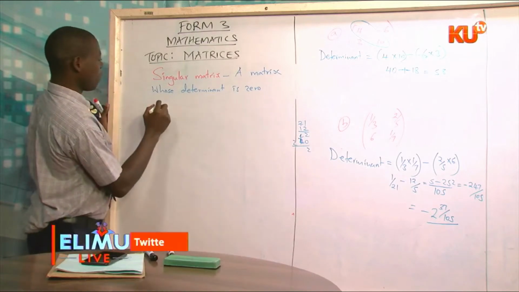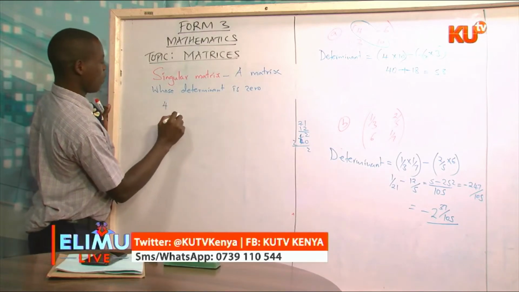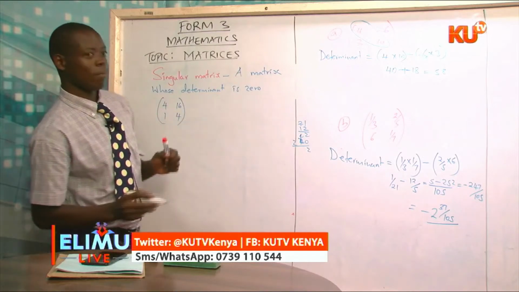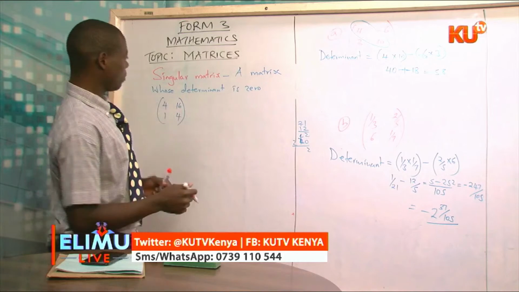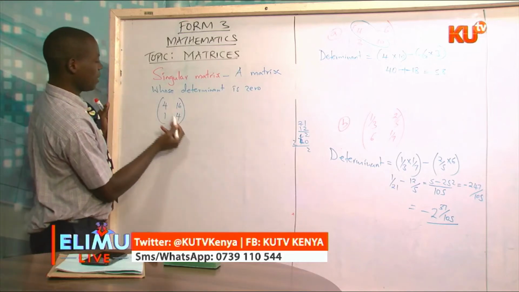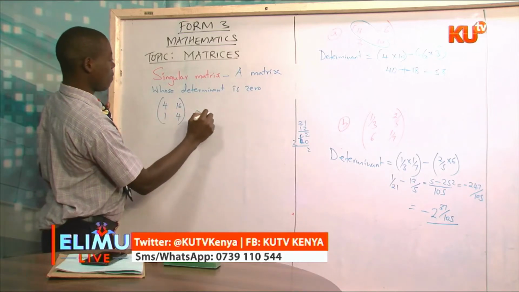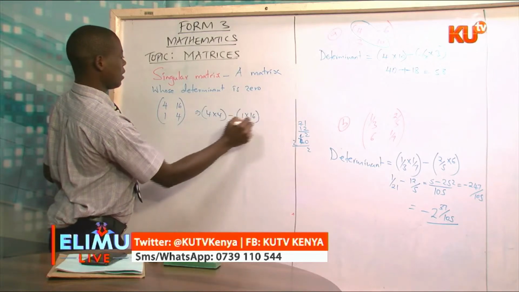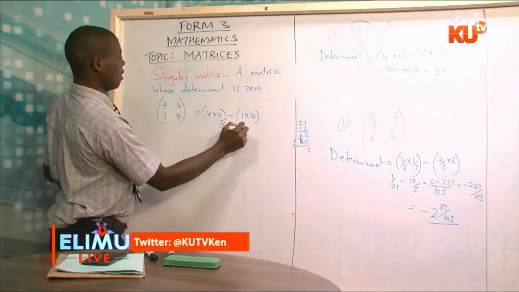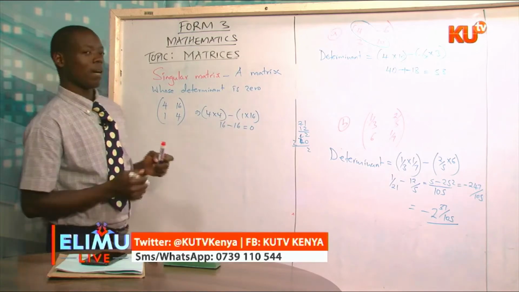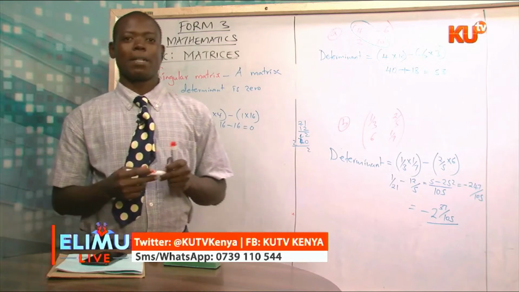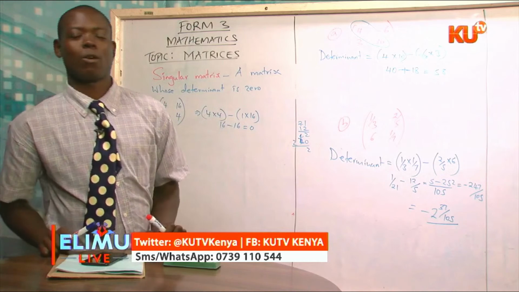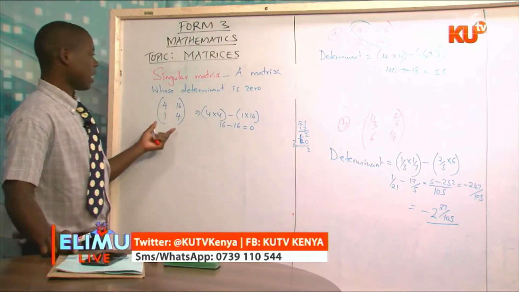For example, if you have a matrix like 4, 4, and then we have 16, 1, this matrix will be singular. Why will it be singular? If you take the product of elements in the leading diagonal, it will be 4 by 4 minus 1 by 16. So this is 16 less 16 is 0. This matrix becomes singular.